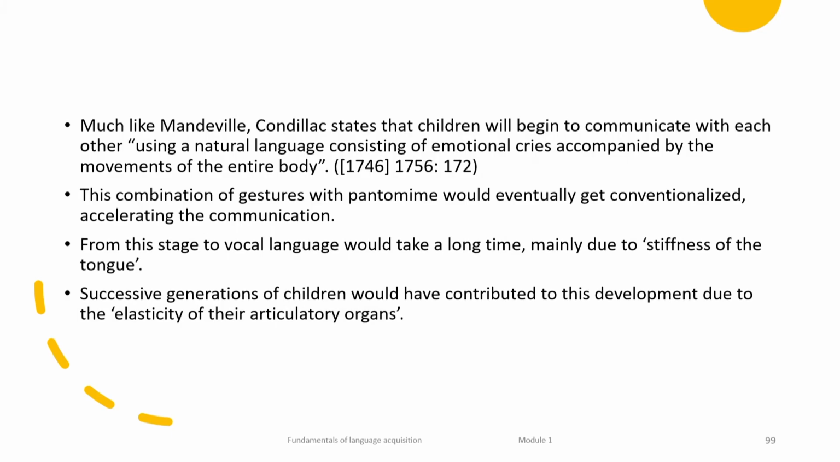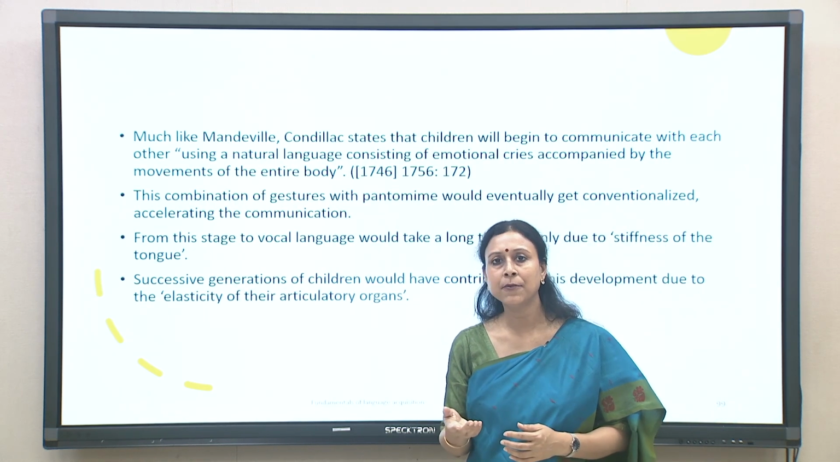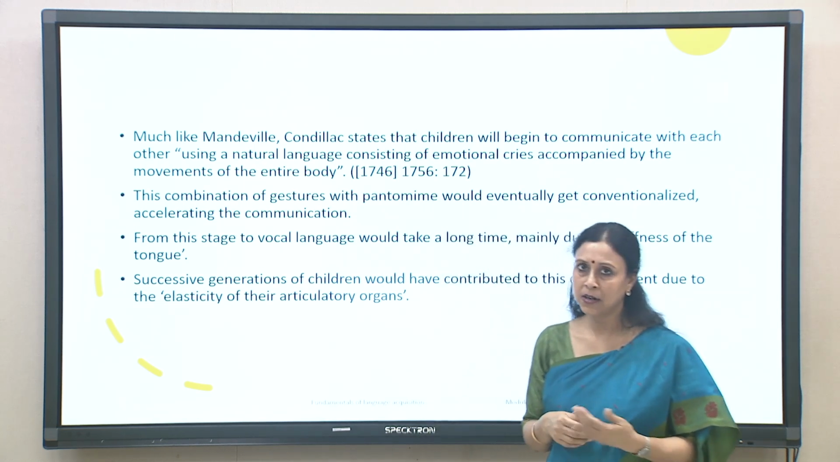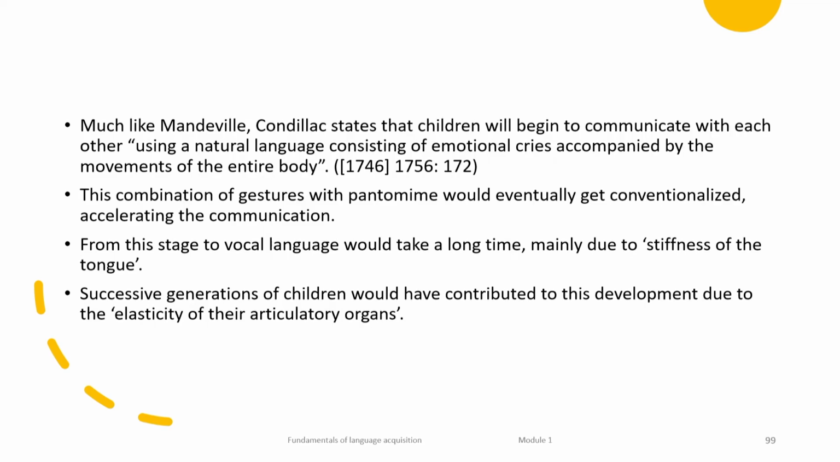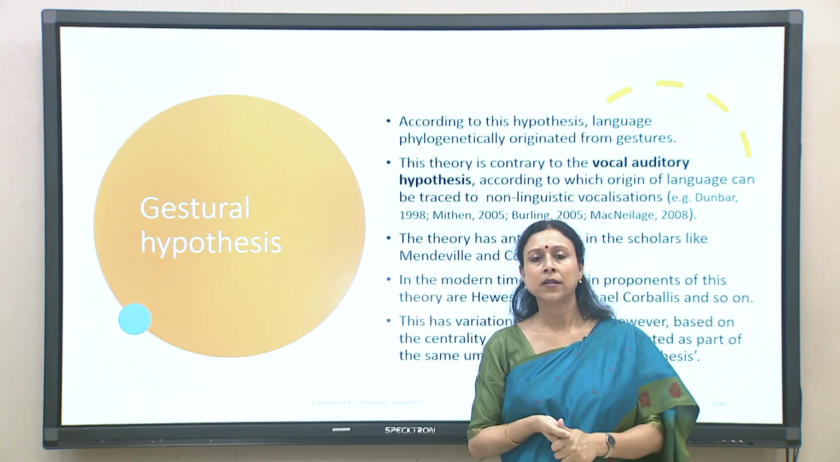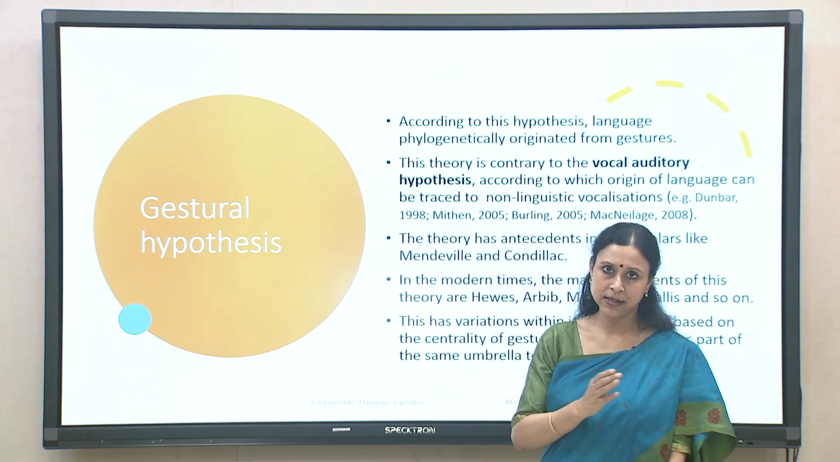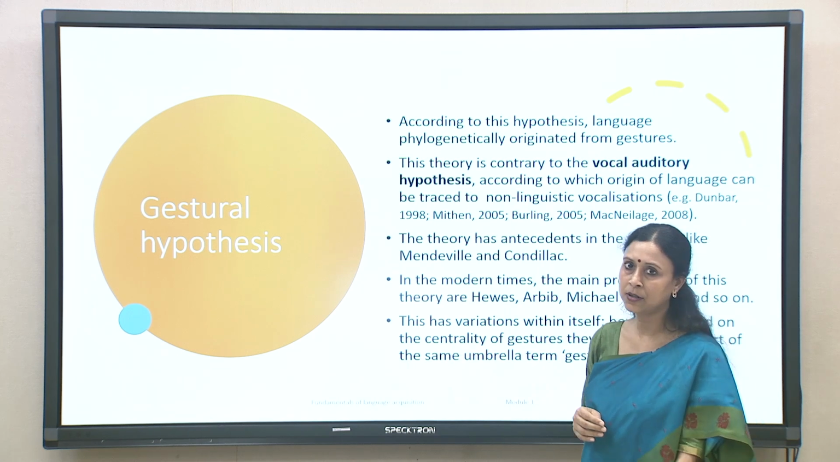So, from this stage to the vocal language would take a long time, mainly due to the stiffness of the tongue. That is how he put it. So, the gestures will develop into conventionalized structure, which in turn after a very long time will turn into vocal language, and which according to him will take time because of the stiffness of tongue. Successive generations of children would have contributed to this development due to the elasticity of their articulatory organs. These are the precursors to the gestural hypothesis that was put forward much later. They themselves form a group which is called the glottogenetic thought.